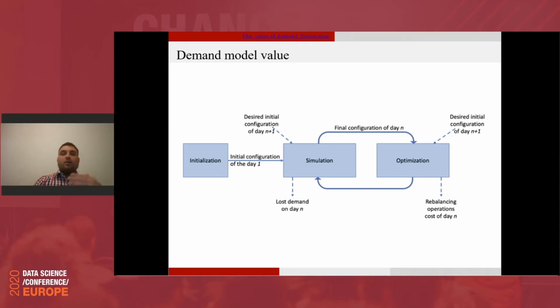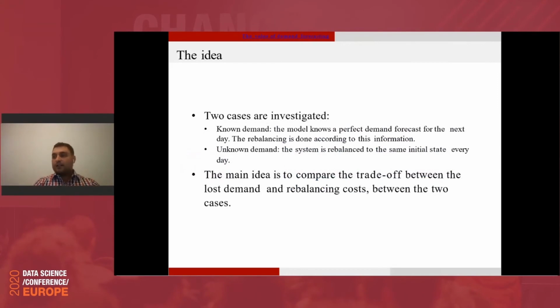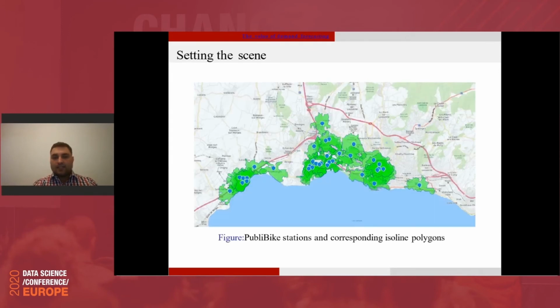in two marginal cases. The first one is where we suppose that we know the perfect forecast for tomorrow's demand, and then we relocate the vehicles based on this perfect forecast. In the second case, we don't know anything about tomorrow's demand, and we are just rebalancing the system each night to the same initial state every day. And with that, we want to compare the trade-off between the lost demand and rebalancing costs in these two cases.